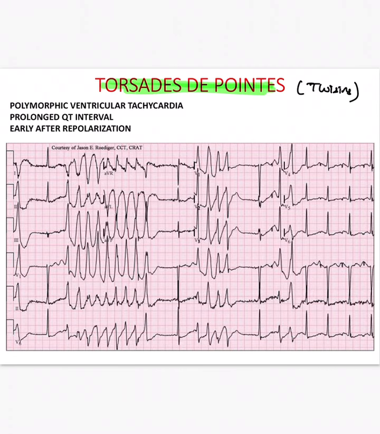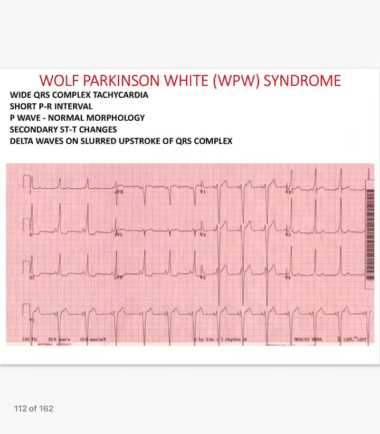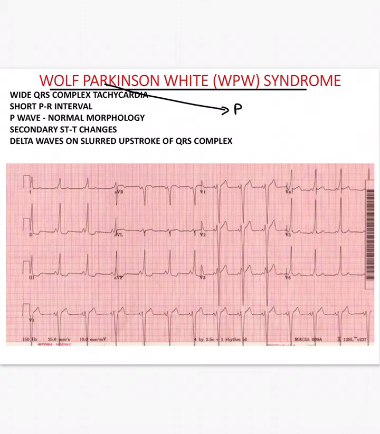So this is about your torsades de pointes, and remember this has a prolonged QT. Now the other ECG, that is Wolff-Parkinson-White syndrome. Remember, what do we remember? Parkinson, that is PR increase, delta wave seen. Okay, so this was about your Wolff-Parkinson-White syndrome.